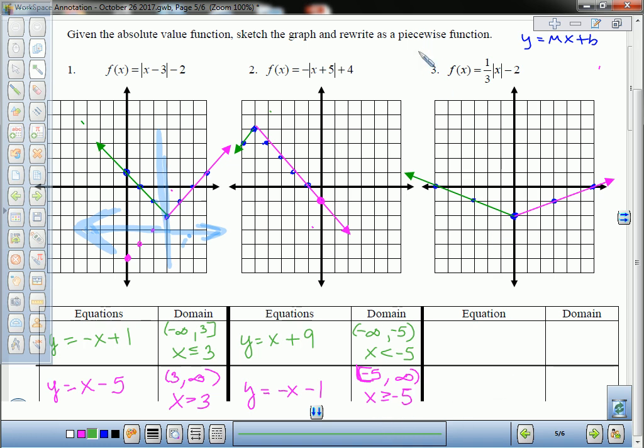All right, I want you to try number 3, and then we're going to tie some things together, and I'm going to show you another method too. It's very handy.